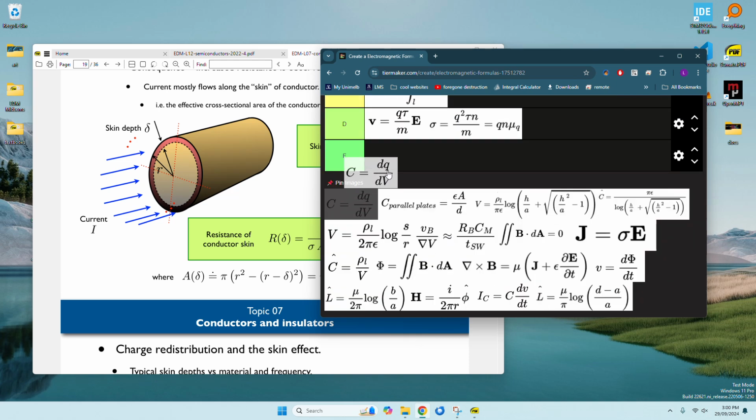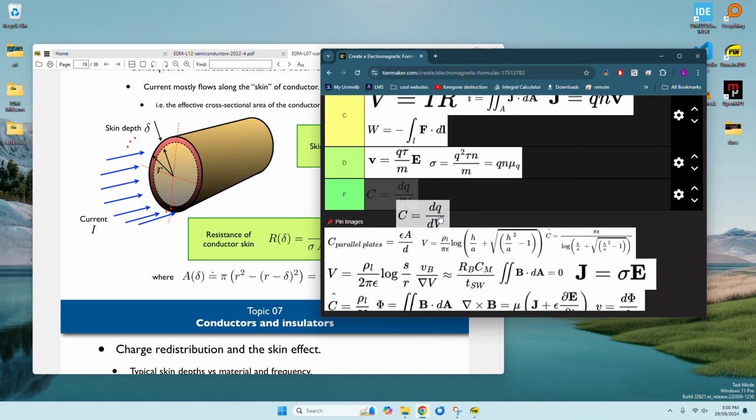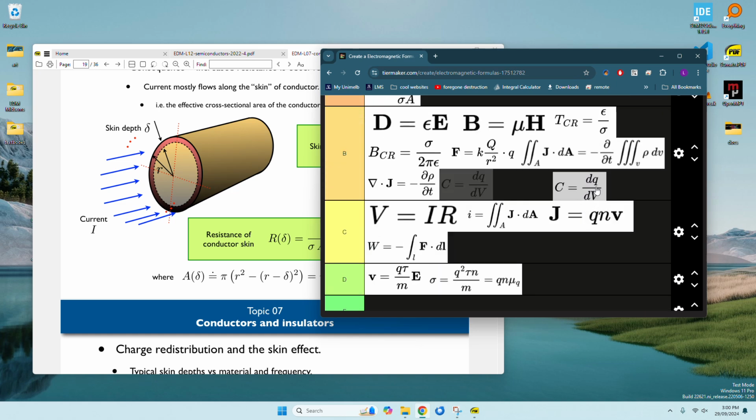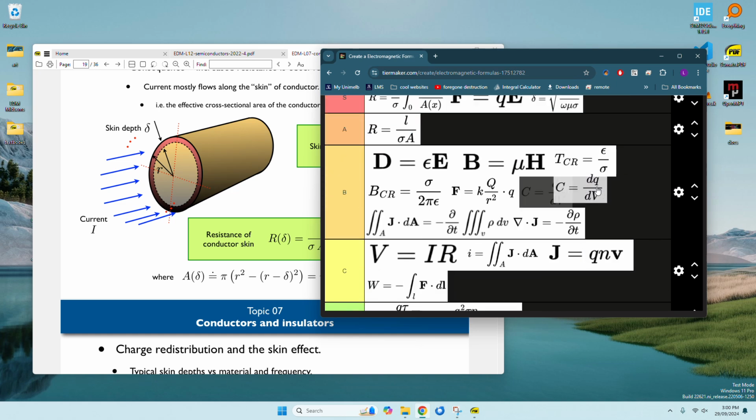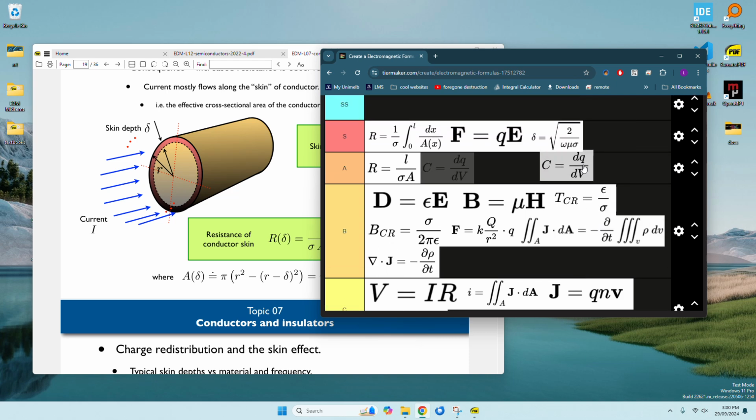C equals dQ/dV, it's a classic. You probably need to know this to get your head around pretty much everything. So we'll say A tier? Yeah, we'll put A tier.